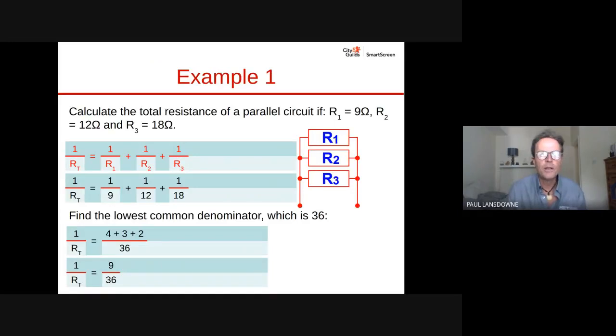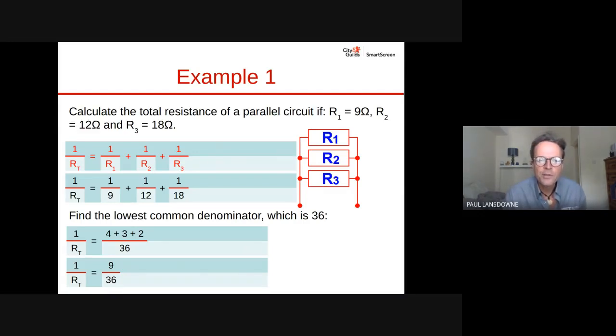So we've got an example here. We have 3 resistors, a 9 ohm, a 12 ohm, and an 18 ohm resistor, all connected in parallel. So we have to add those up. So we have 1 over RT is equal to 1 over 9, plus 1 over 12, plus 1 over 18. To add up fractions, we have to find the lowest common denominator, which is 36, which means what number do all the bottom numbers go into? And then we can look at this.